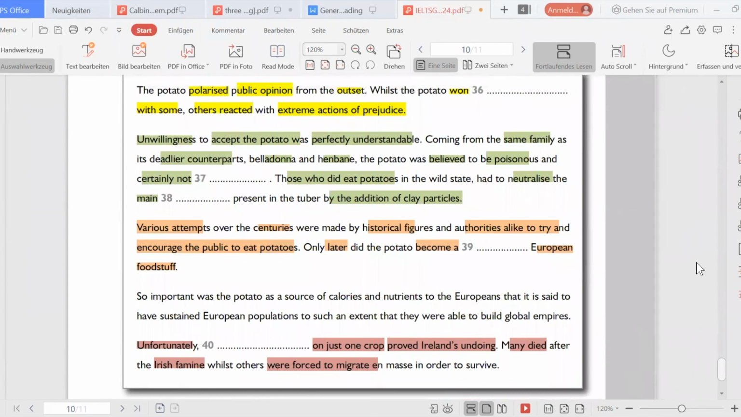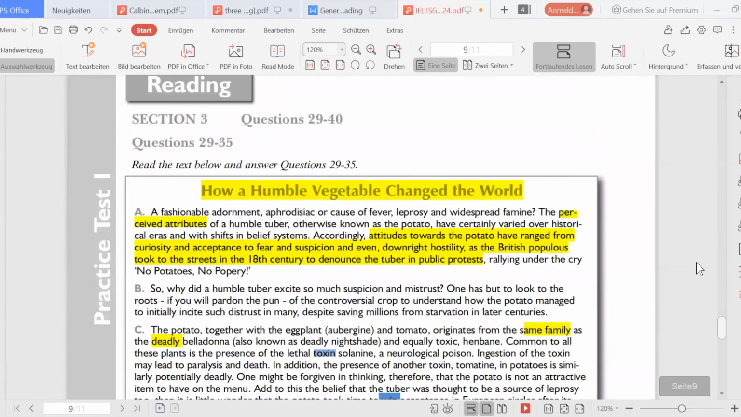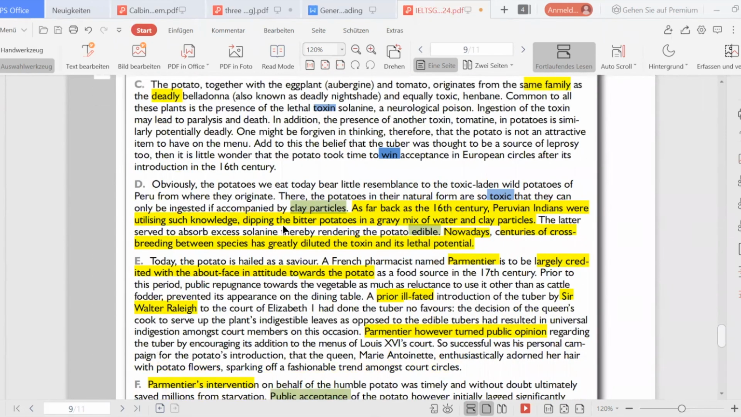Those who did eat potatoes in the wild state had to neutralize the main. What was the main? The answer is toxin. They had to neutralize the main toxin, which is the solanine. Remember that was the main toxin, the lethal toxin. You can say solanine, but you cannot use the word main with it. Main solanine wouldn't make sense, so main toxin is what makes sense.